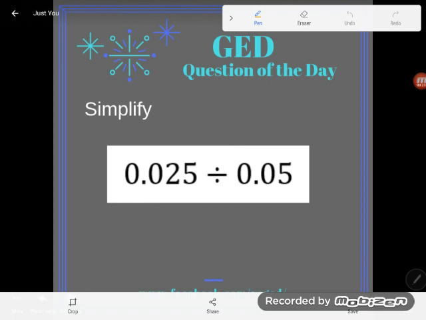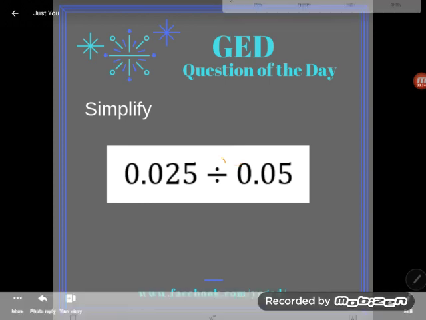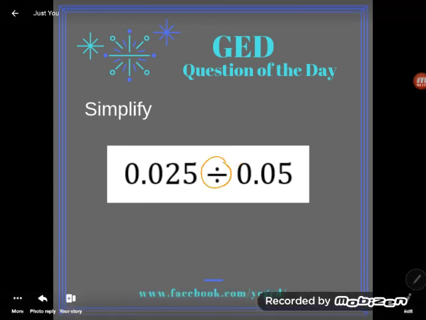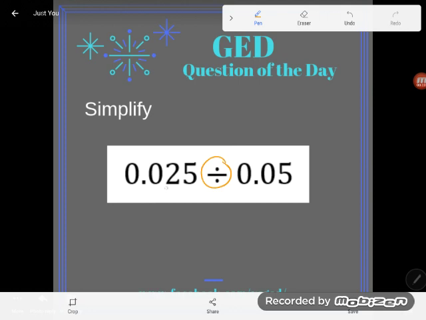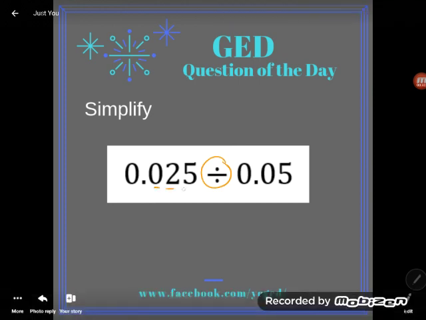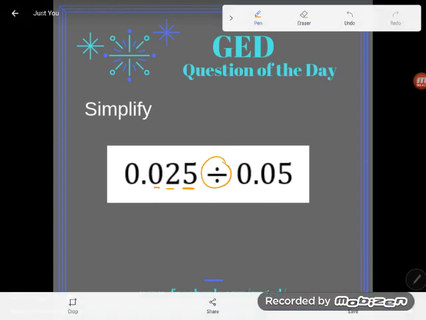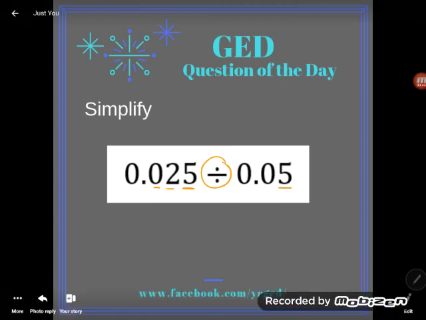Just to let you know, in the last few videos we've explored why this works. You could check those out if you want to know why this works, but for now we're just going to apply the algorithm, okay? So here we go. Let's remember that this is a dividing by symbol. This says 25, let's see, tenths, hundredths, thousandths. So 25 thousandths divided by 5 hundredths.